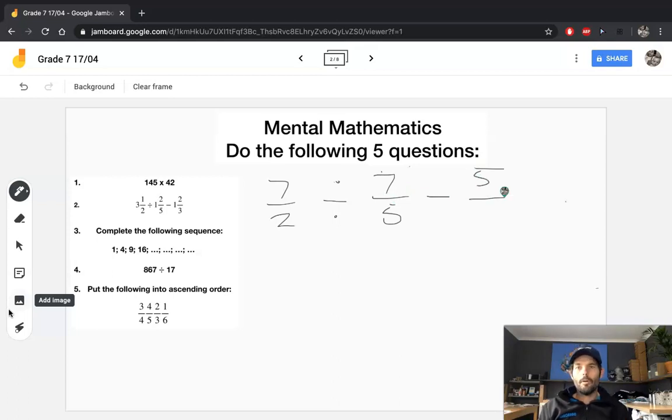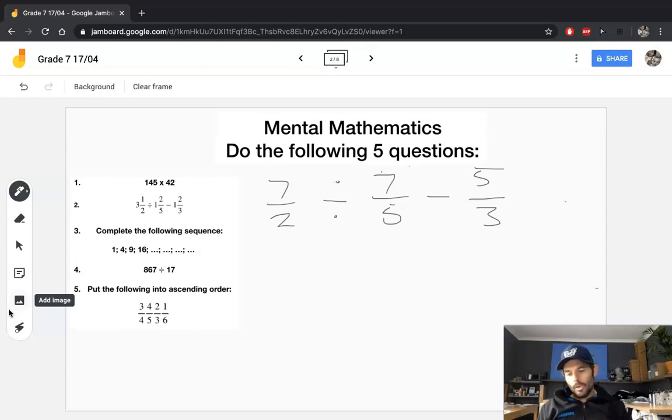So just remember, from mixed to improper, it's the whole number multiplied by the denominator plus the numerator. So for 3 1/2, 3 times 2 is 6 plus 1 is 7 over the original 2. For 1 2/5, 1 times 5 is 5 plus 2 is 7 over the 5. And for 1 2/3, 1 times 3 plus 2 is 5 over the original 3.